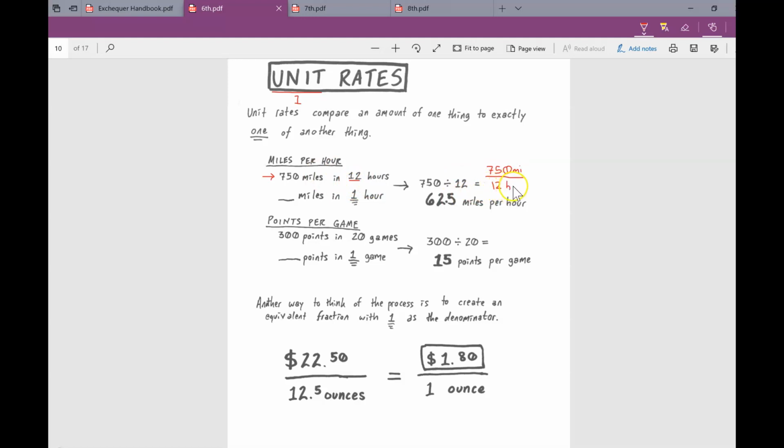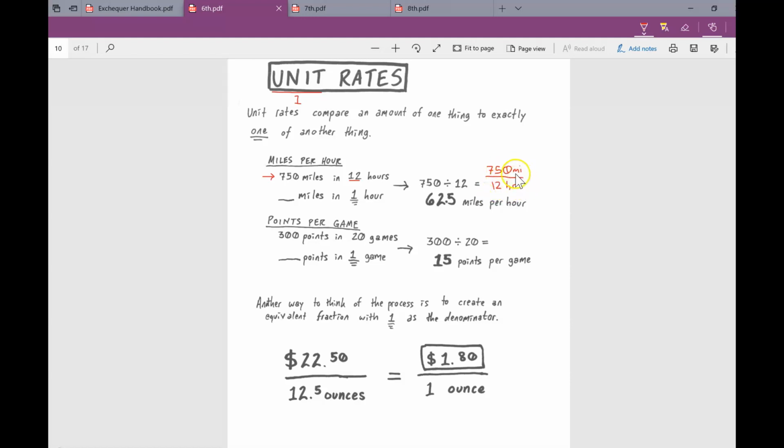The two numbers that we know are associated with each other, the 750 and the 12, have to be in the same fraction. You can't put one of the numbers on the left and another number on the right. They have to be on top of each other. So we have to put 750 miles on top and 12 hours on the bottom.